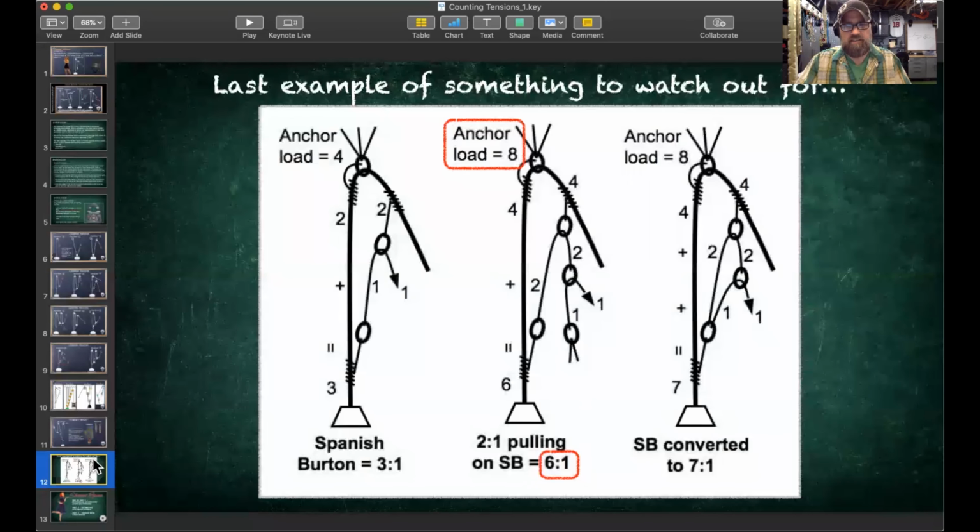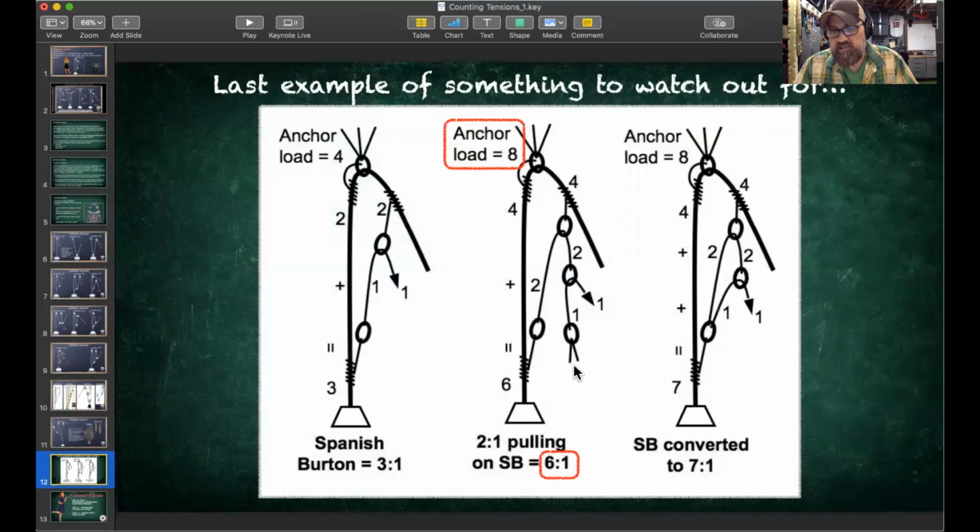Where people sometimes get confused is when you get into some of the Spanish Burton variants. So everything makes sense here, right? It's a 3-to-1. Because I'm pulling against my anchor, I've got 1 more up here, so it's 4. But then we look over on this craziness of the 6-to-1 on your Spanish Burton. So what you have to realize on this one is if I'm looking at the 6-to-1 Spanish Burton compared to the 7-to-1 Spanish Burton, right?